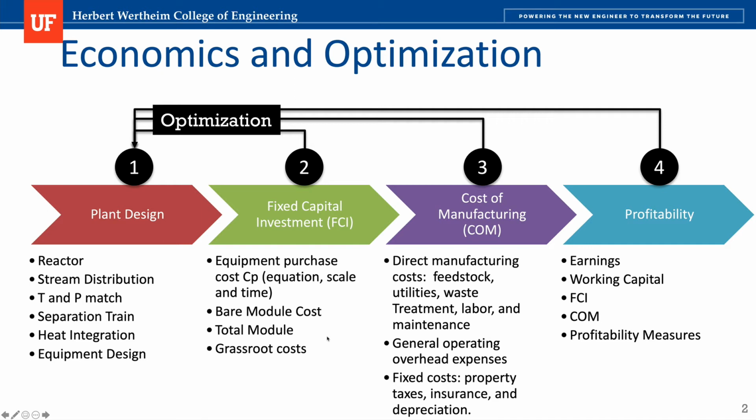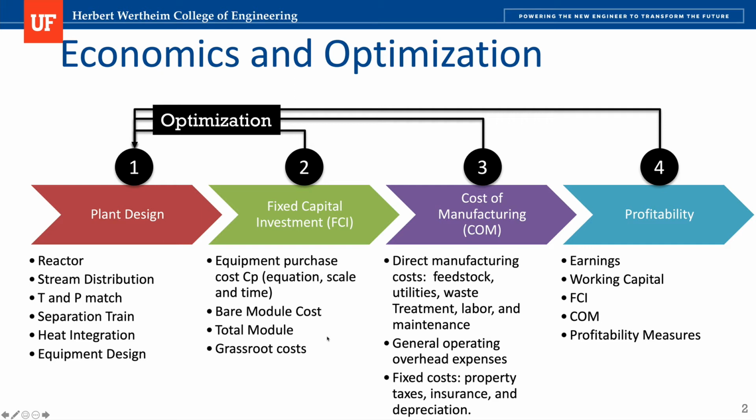When we calculate the cost of manufacturing, for example, utilities, you can decide if you're going to use low pressure steam, medium pressure steam, and high pressure steam. You can also do heat integration and see if you can use the heat of hot streams to heat up colder streams in the process. And then with that, you create also optimizations because you're going back to the plant design.